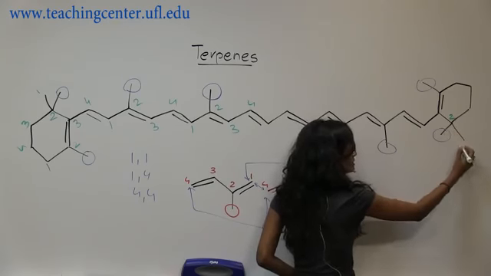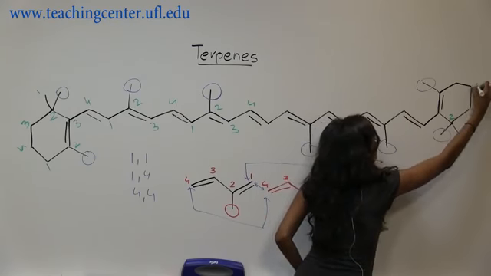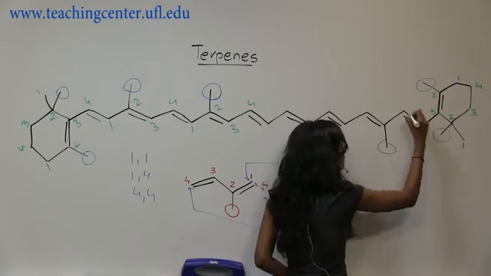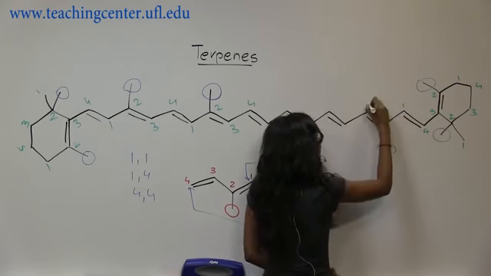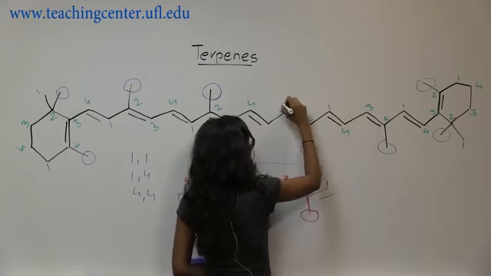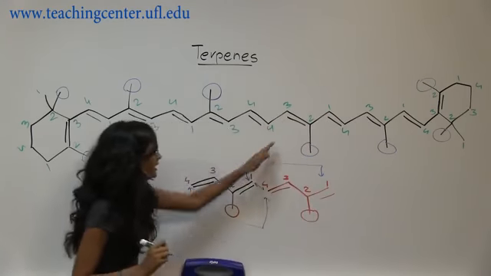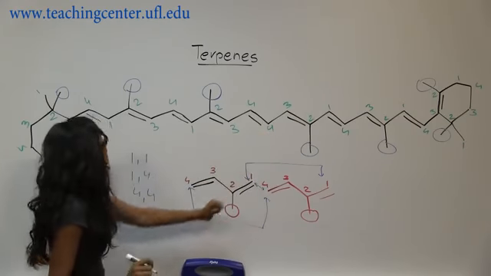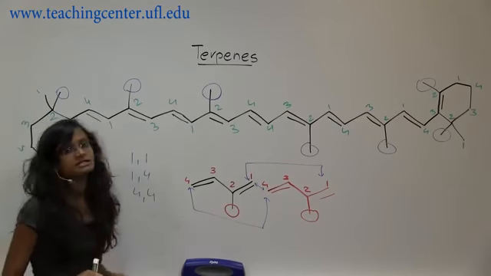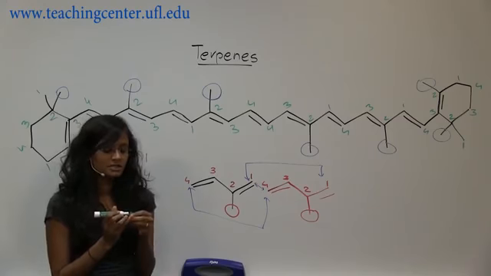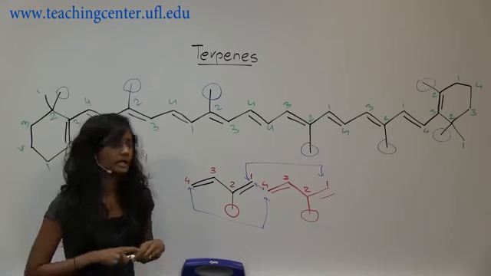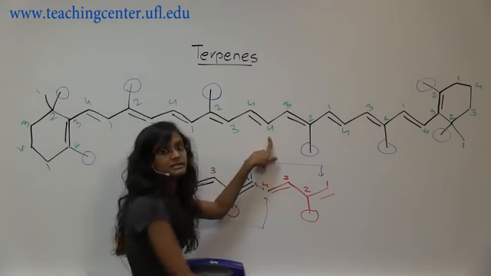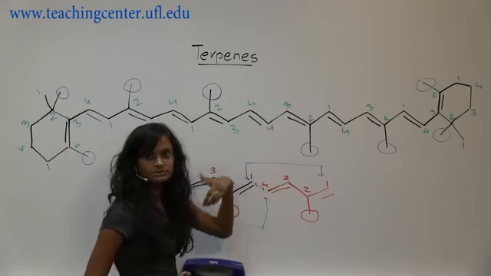This is again number 2. So 1, 2, 3, 4. 1, 2. That's good. We got the methyl on 2. We got another methyl on 2. Another methyl on 2. And that's it. So this is actually a 4, 4 linkage, and everything else is 1, 4 linkage. So you will see this often happening. If you can't figure it out and you get stuck on one side, start from the other side to figure it out.